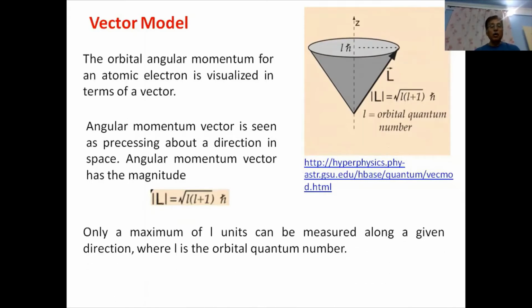Now, only a maximum of L units can be measured along a given direction, where L is the orbital quantum number. That means the angular momentum vector is quantized. If it is quantized, it will have only certain selected values. And we will talk about them slightly later.